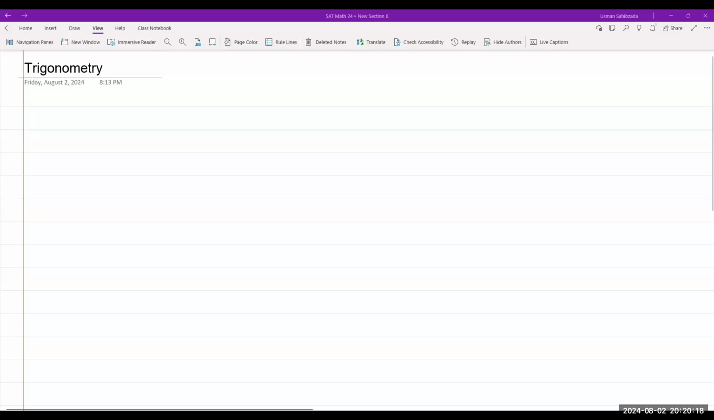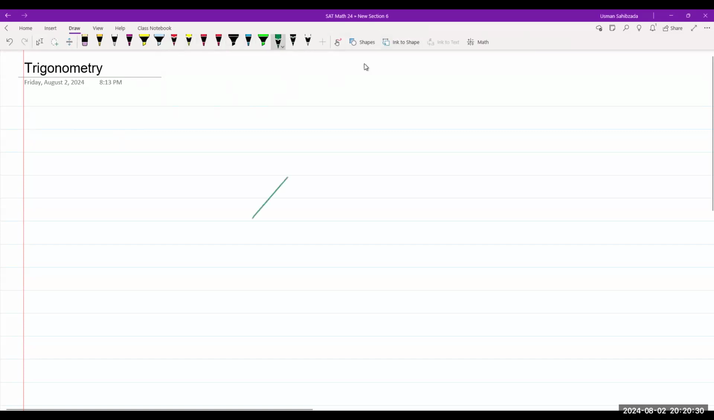So we begin, Bismillah ar-Rahman ar-Rahim, we begin with trigonometry. Trigonometry is the last topic for the content that we need to cover. It all starts with a simple triangle, and a simple triangle, that too a right angled triangle.